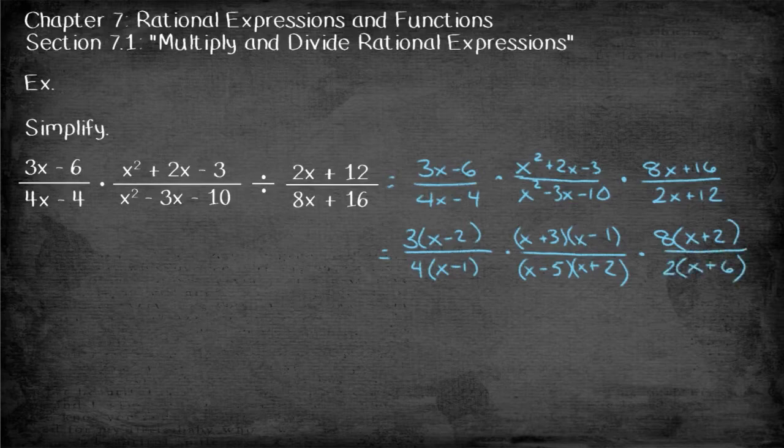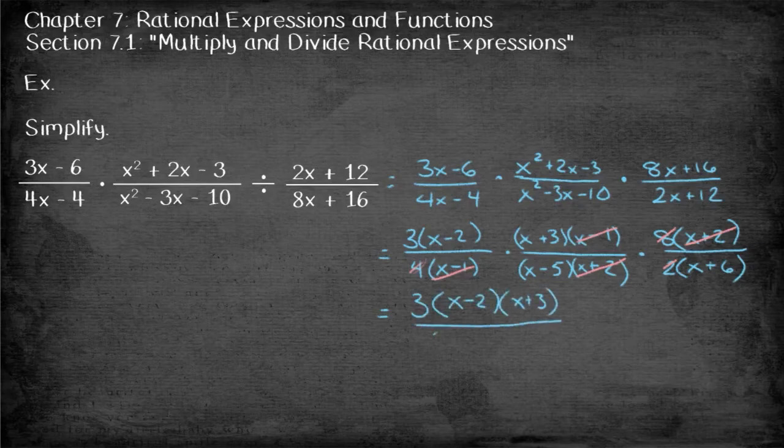Okay. Let's start reducing everything. So the x plus 2s, those are going to reduce to 1. x minus 1. And let's see. Oh, and then there's this 4 and this 2, which would multiply to give me 8. So that reduces that 8 there. I don't see anything else. So we end up with 3 times x minus 2 times x plus 3 over x minus 5 times x plus 6.